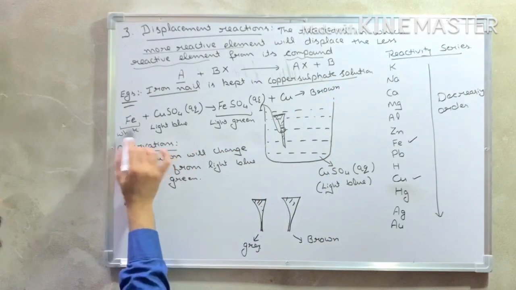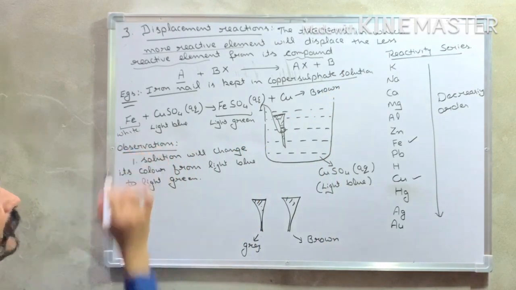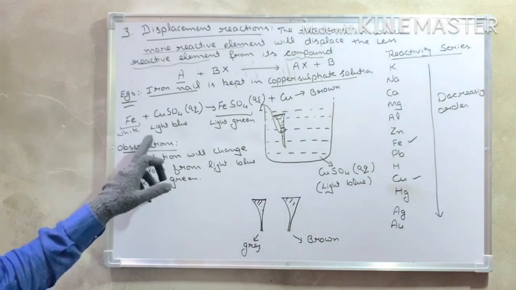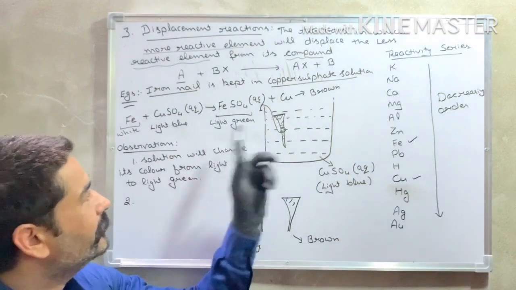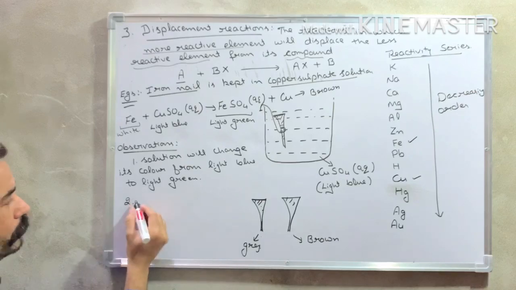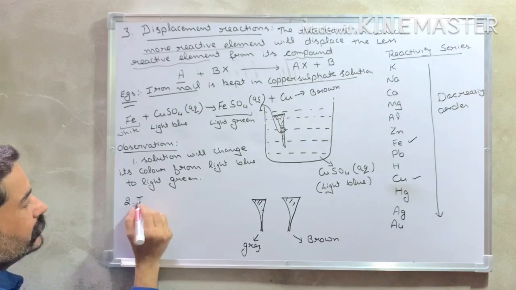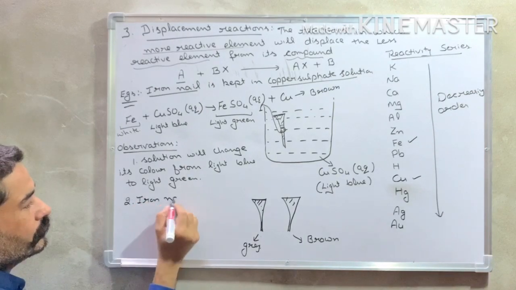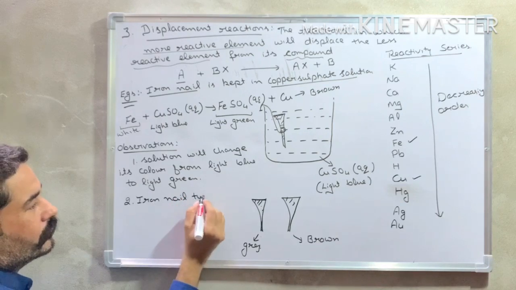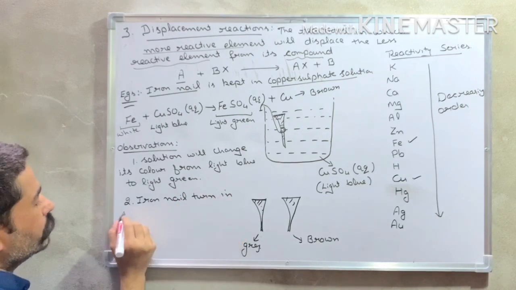So, are all four colors clear? The iron nail I previously took as white, copper sulfate is light blue, ferrous sulfate is light green, and copper is brown. So the iron will turn into brown color.